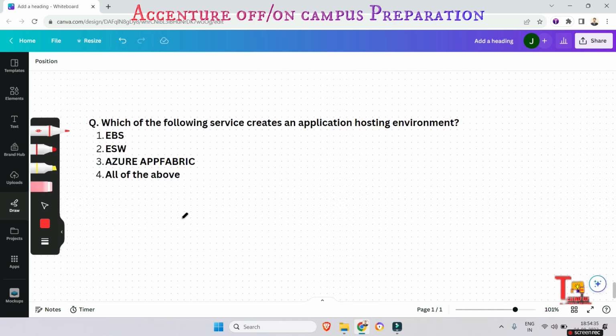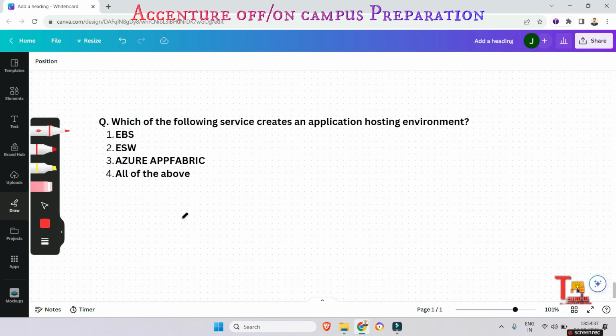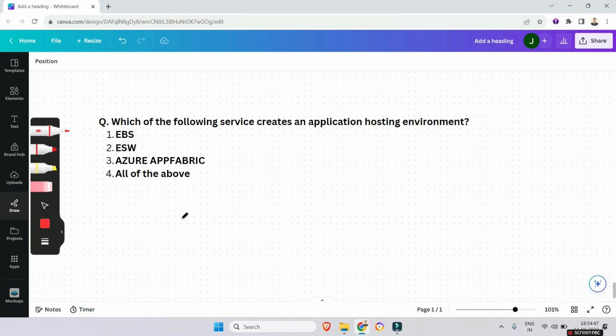Okay, next question and the last question, I think. Which of the following services creates an application hosting environment? Guys, pause the video. If you can answer, please give the answer in the comment box. The answer will be Azure App Fabric. App Fabric is a cloud enabled version of the .NET framework. That's why the answer will be Azure App Fabric.